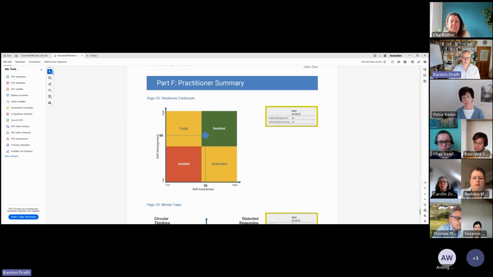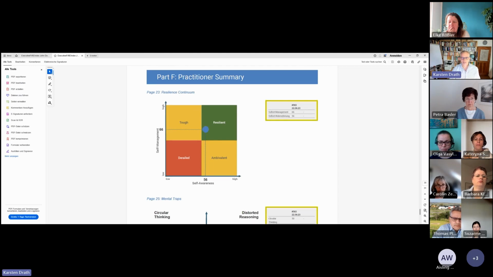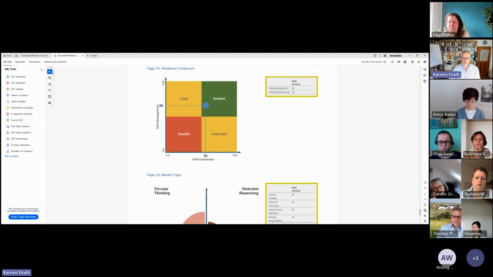So again, on a bad day, they would probably slide into the toughness segment. By the way, we will rework this graph to be more... We will talk about that in the practitioner meeting. There will be an update soon.